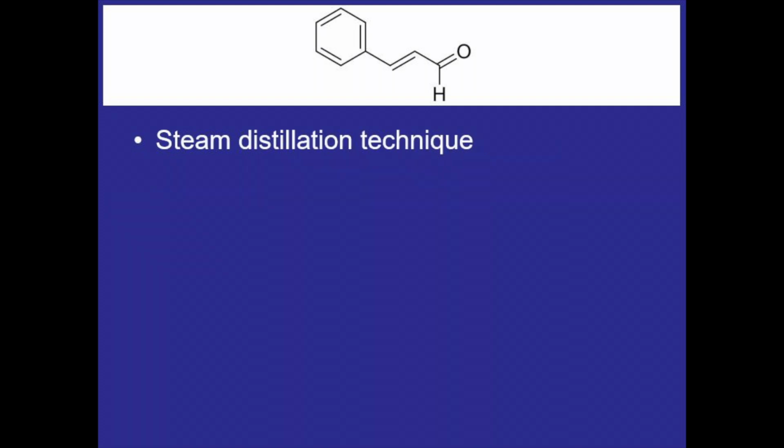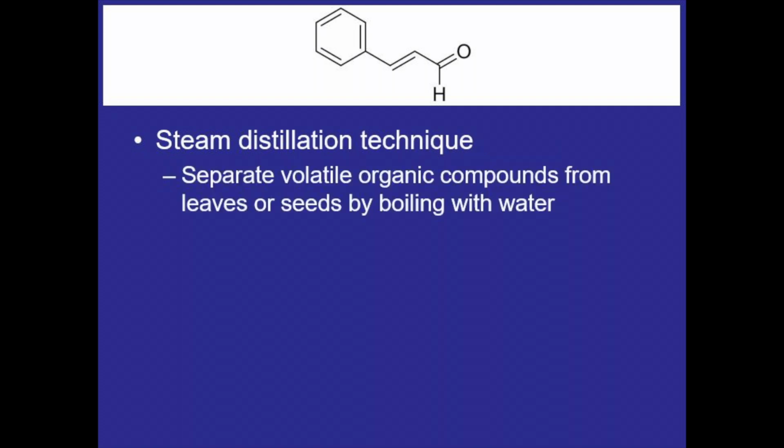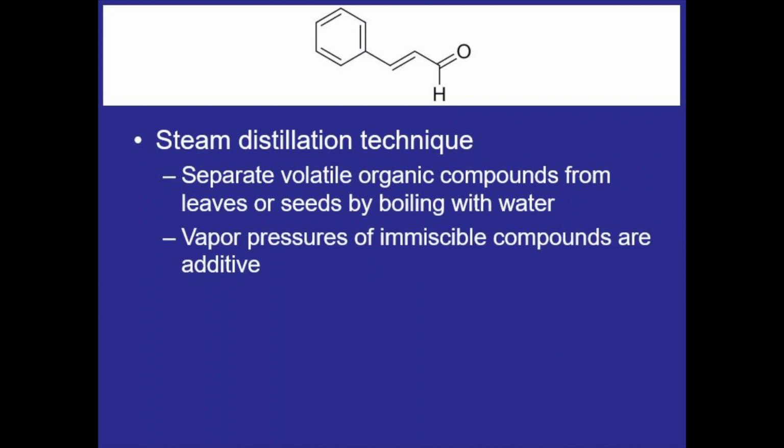In steam distillation, we are able to separate volatile organic compounds from leaves or seeds or even inorganic salts just by boiling them with water. The reason this works is because when two immiscible compounds are placed together, their vapor pressures are actually additive. In this case, we will have cinnamaldehyde, the organic compound, that isn't very miscible with water, and the total vapor pressure of the two-phase mixture will be the sum of the vapor pressures of each pure compound, the cinnamaldehyde and the water.